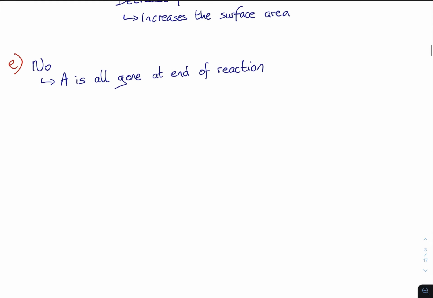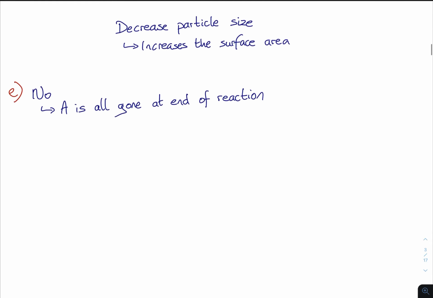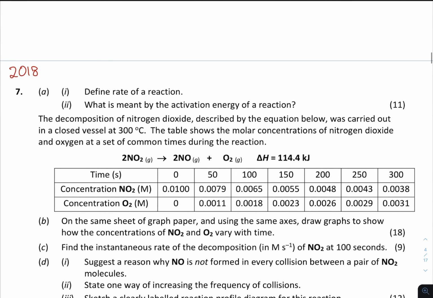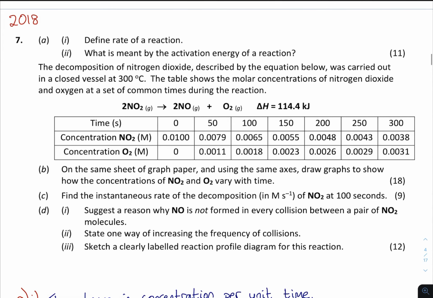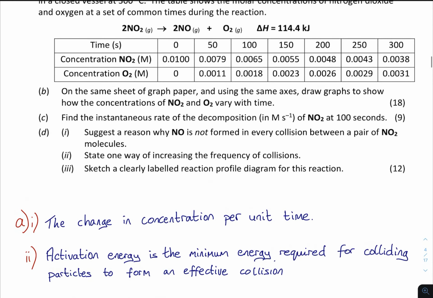Okay, so that was the bulk of the definitions type of questions that are going to be asked, and a few others. So starting off, define rate of reaction, and what is meant by activation energy. So 2018, the exact same definitions are coming up again and again. Change in concentration per unit time is the rate, and the activation energy here is the minimum energy required for colliding particles to form an effective collision.